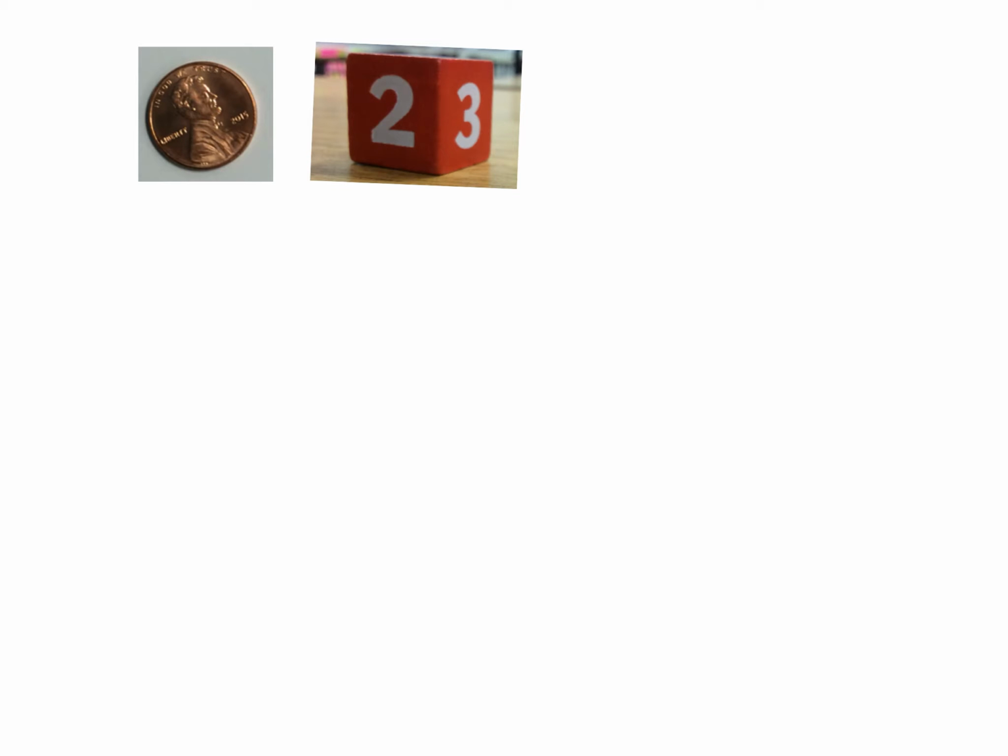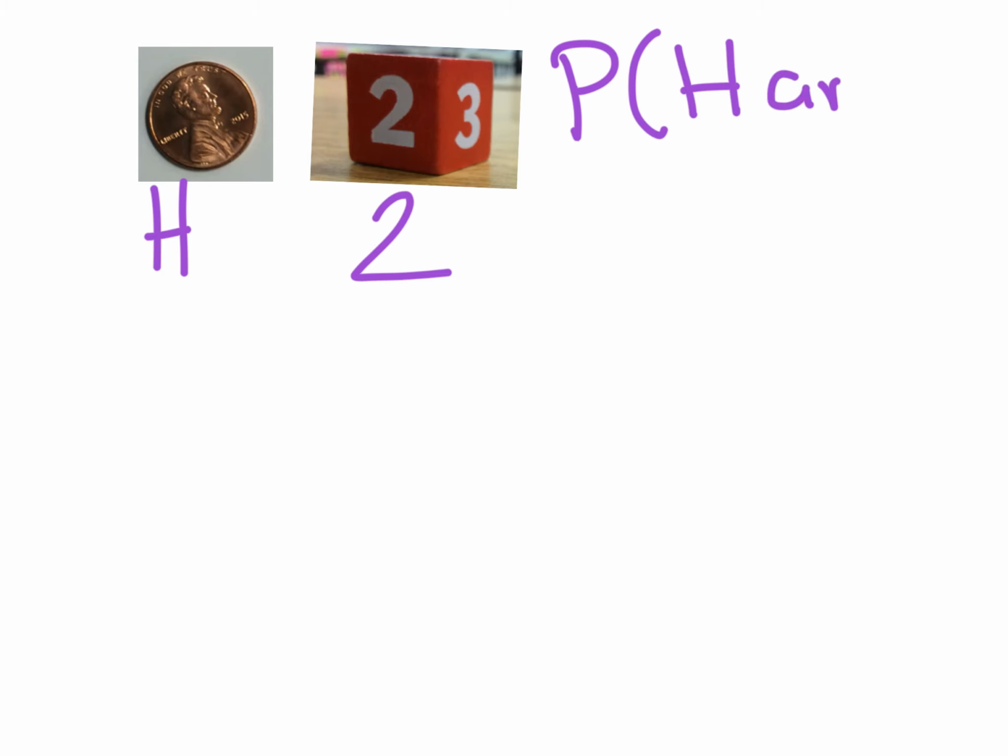All right, so here are our cube and our penny. So let's talk about that situation. Let's talk about getting heads and getting a 2. So we're talking about the probability of heads and a 2. So sometimes when we have combinations, it is easy to make an organized list, or sometimes it's easy to make a probability tree. So what are the outcomes that we could possibly get on this number cube?